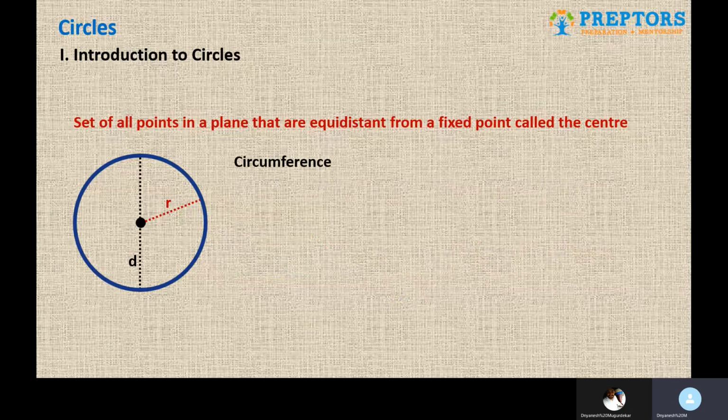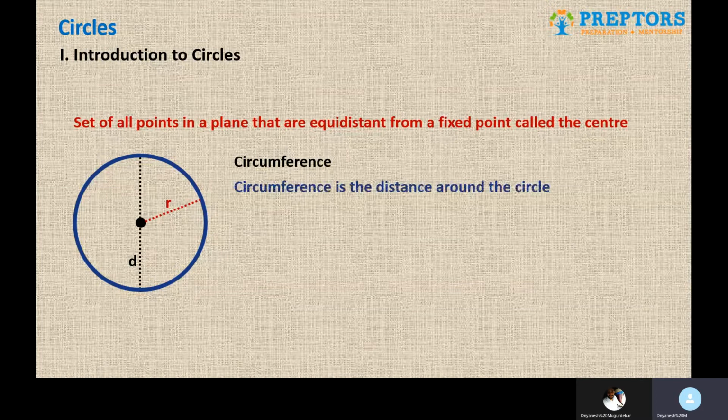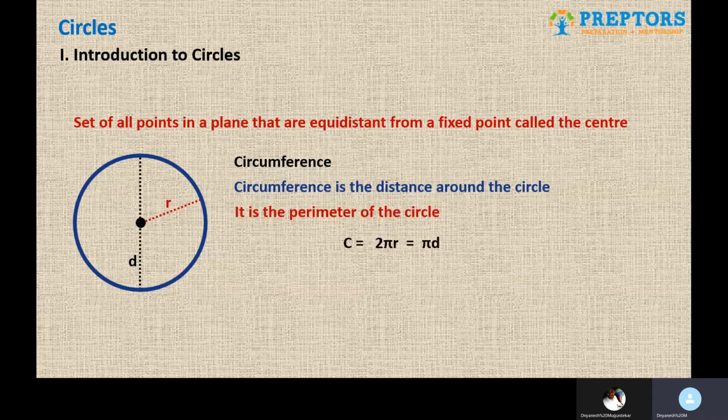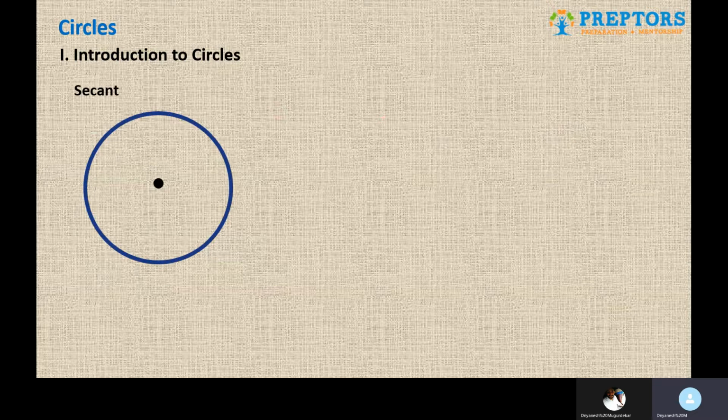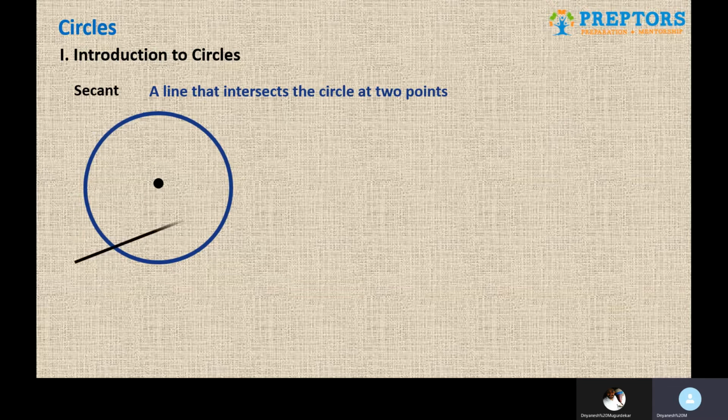The next one, circumference. Circumference is distance around the circle. We also call it as perimeter of the circle, which is given by the formula 2 pi r or pi d as well. The next one, semicircle. Semicircle is half of the circle. Next one is secant. So secant is a line that intersects the circle at two different points, something like this.